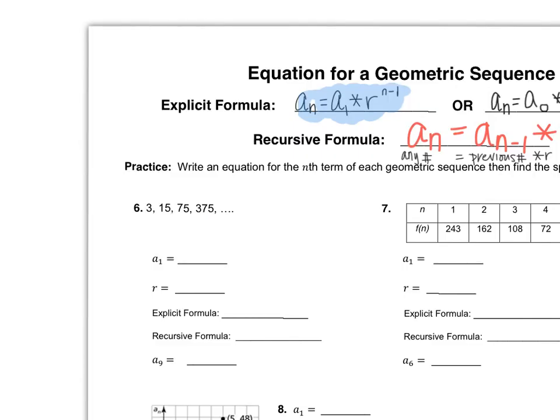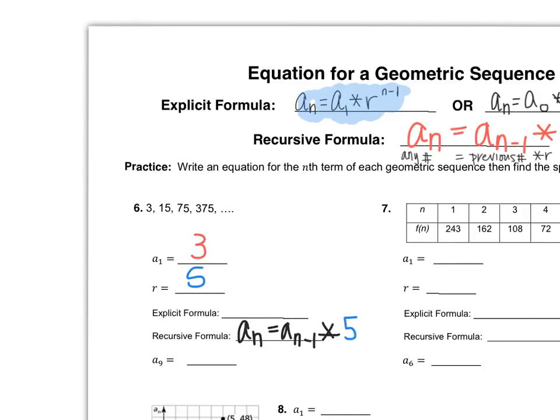So problem 6, we have a pattern: 3, 15, 75, 375. Okay, what's happening every time? So my common ratio is 5. Okay, what is A1? What's my first term in this pattern? 3. That's easy enough. So then I'm going to write my recursive formula first because I think the recursive one is easier to find. So the recursive formula says to find a number in the pattern, all you have to do is multiply the one right before it, an minus 1, times our common ratio, which is 5.